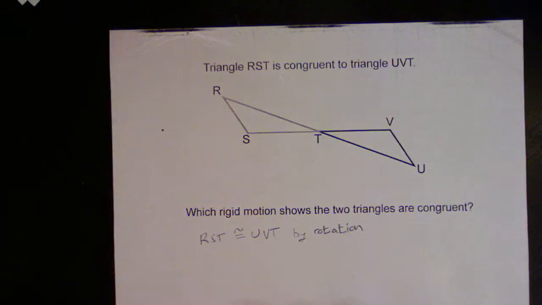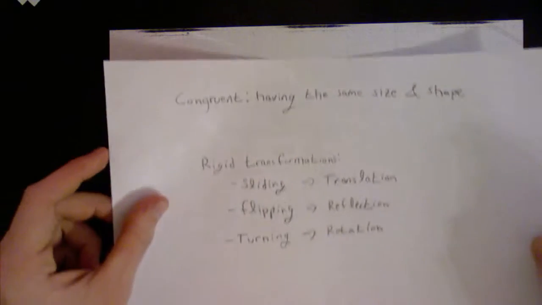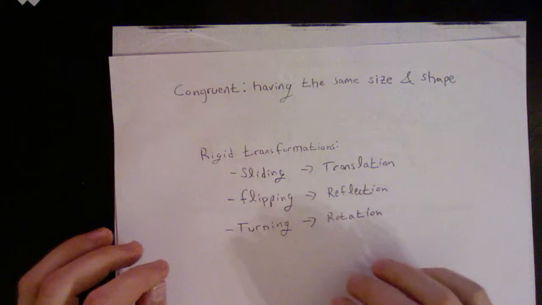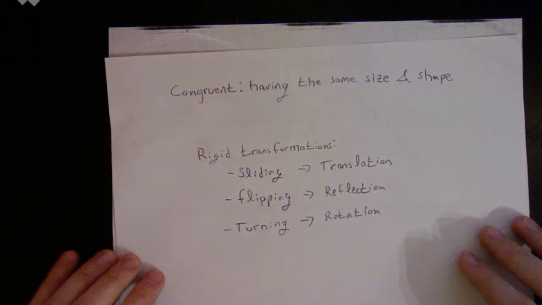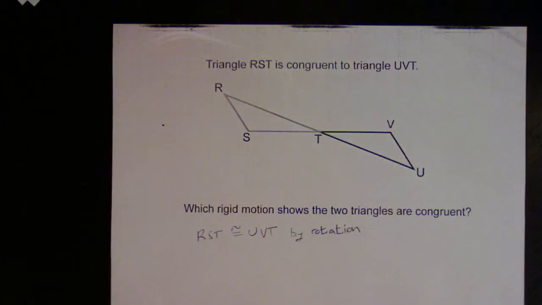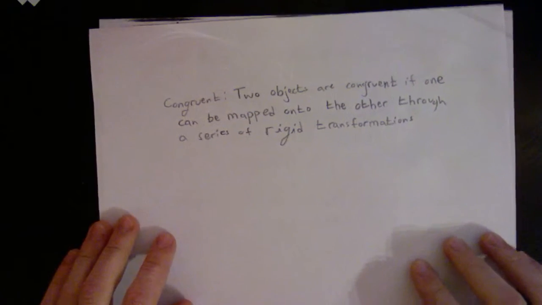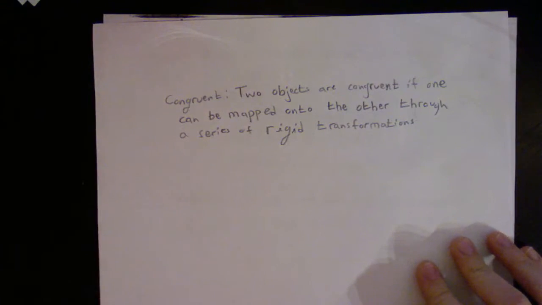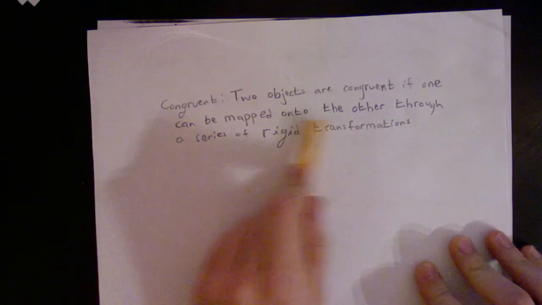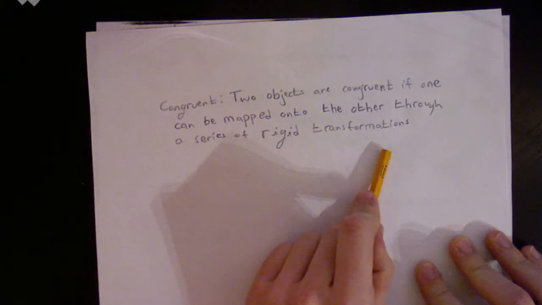And that's it. We can now come up with a different definition for congruency. Before, we had a definition saying that congruent means to have the same size and shape exactly. What can be a second definition that we can use to help define congruency? So a second definition that we have right here is: two objects are congruent if one can be mapped onto the other through a series of rigid transformations. That's it.